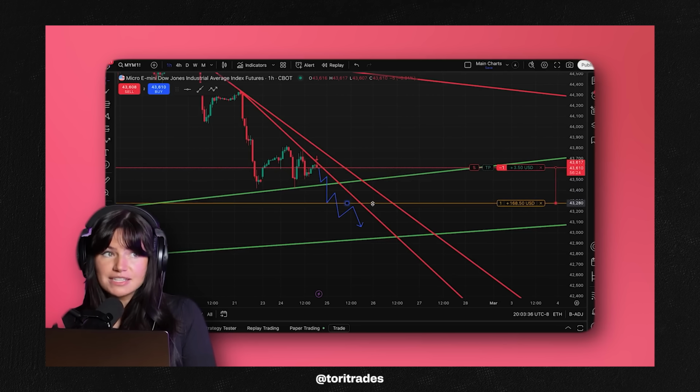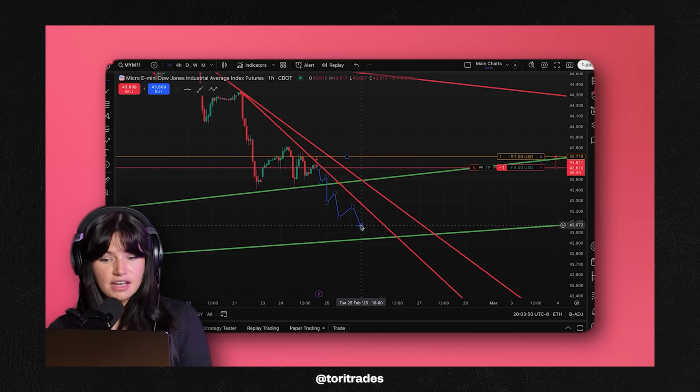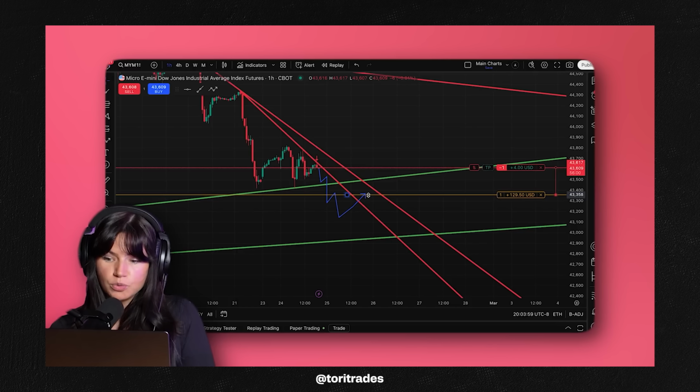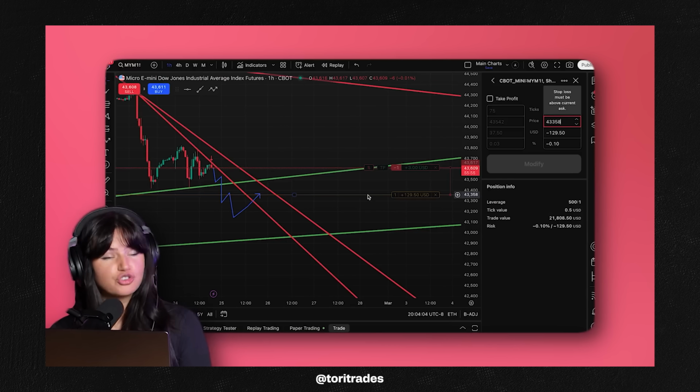But as soon as price breaks the downward trend line that we're anticipating it to follow, then we know it's time to take that profit. So now let's say that price does finally break. That means we would have been able to move our stop all the way down to 43,358, knocking us out of our trade with a profit of $129.